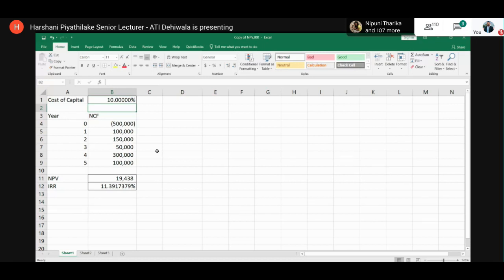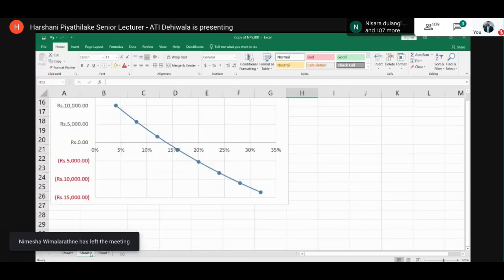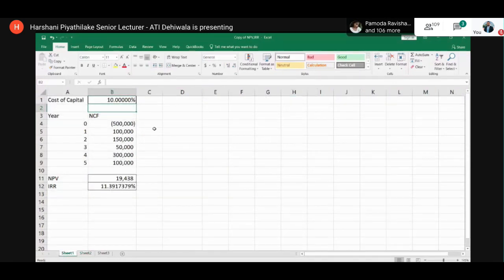One small comment, Harshini, miss. Go back to the previous one, miss. This one, change the third year cash flow to minus 50,000. Right. Even though it is minus, the same way we have to apply the NPV formula. Yes.